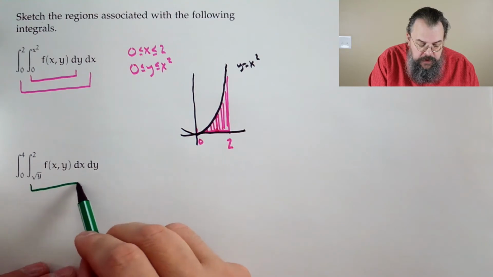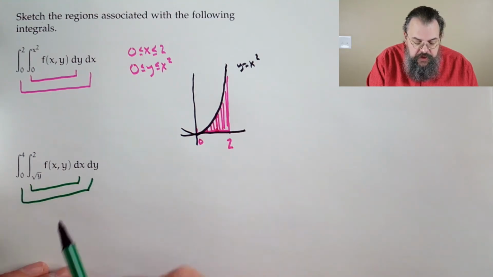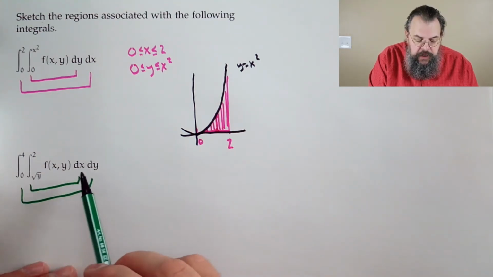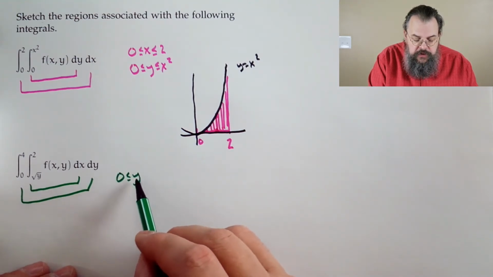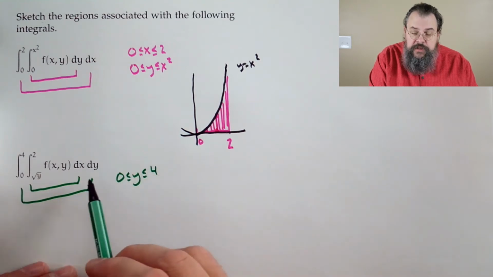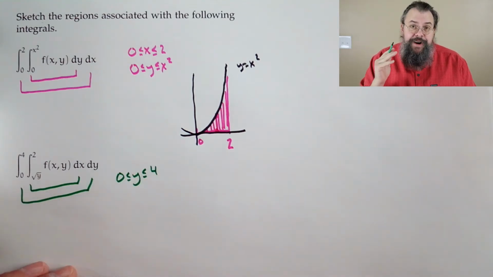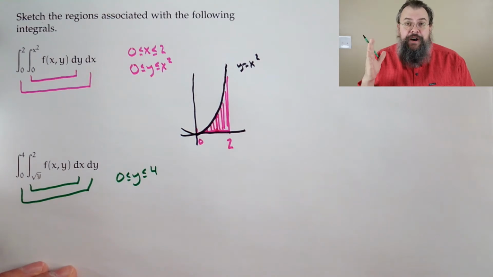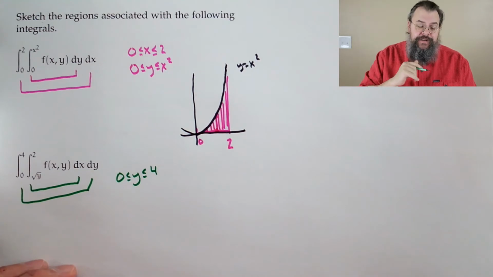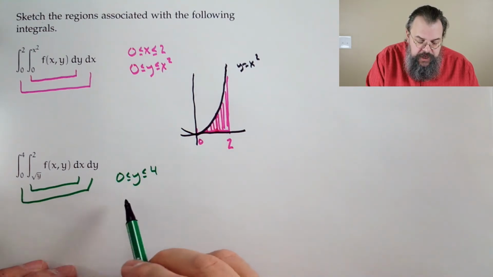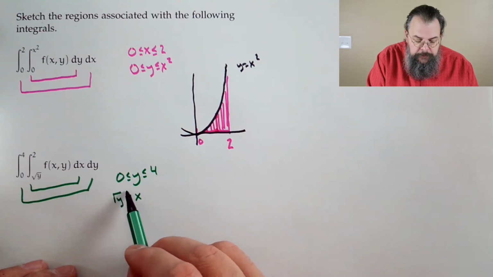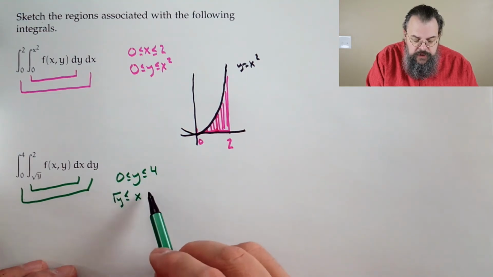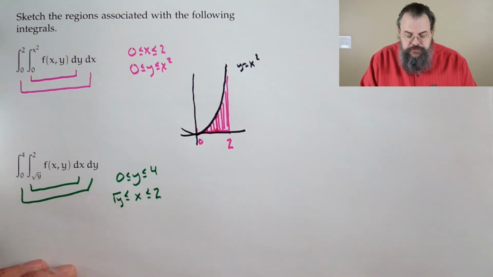All right, well, next layer. What do we have? Here, outermost goes with y. So we're told y goes from 0 to 4. The outermost layer is always between numbers. Keep that in mind. If you set something up and the outermost integral is not between numbers, something has happened and you need to go back and see what you did. The innermost layer is associated with x, and x goes from square root of y all the way up to x equals 2.